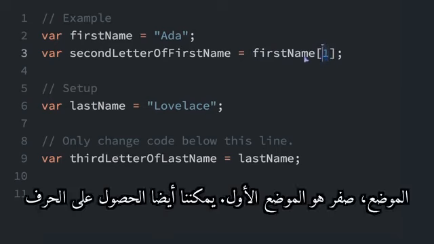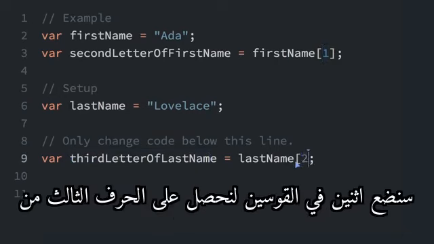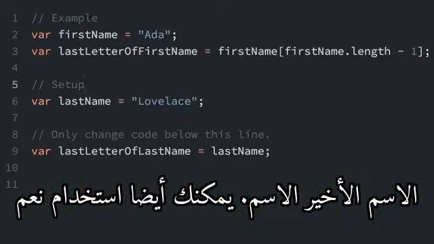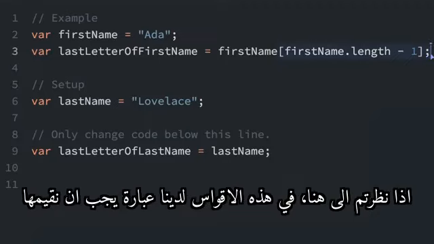You can also use bracket notation to find the last letter in a string, even if you don't know how many letters are in the string. You do it based on the length. So if you look right here, in the brackets, we have an expression to be evaluated. firstName.length minus 1. So the length is 3. 3 minus 1 is 2. The reason why we're doing a minus 1 is because remember we count starting at 0. So the length minus 1 is going to be the last index of the name.